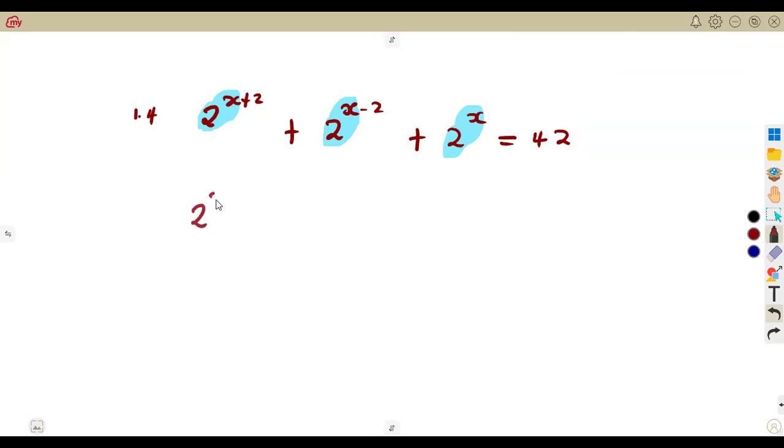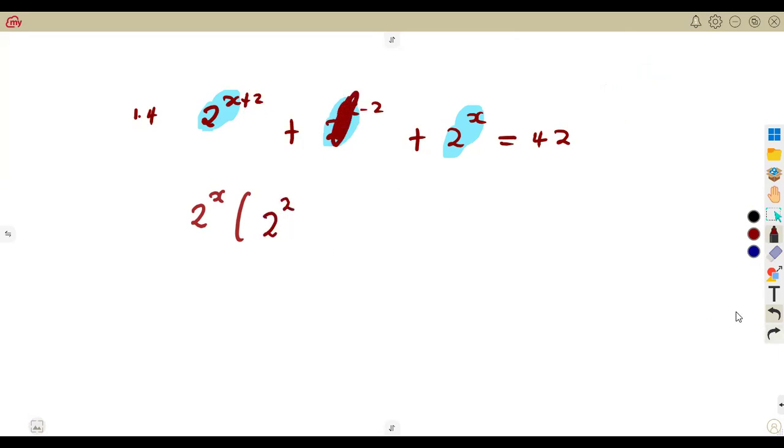If we factor out the 2 to the exponent of x from the first one here, what are we going to remain with? We remain with 2 to the exponent of 2. Remember, it was supposed to be written as 2 to the exponent of x times 2 to the exponent of 2. So if I factor out this, I'll remain with 2 to the exponent of 2.